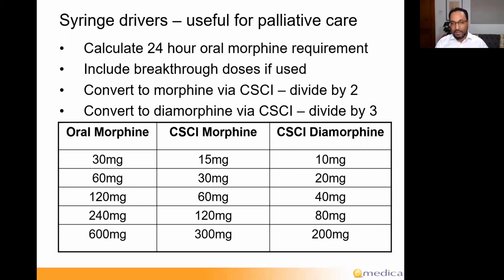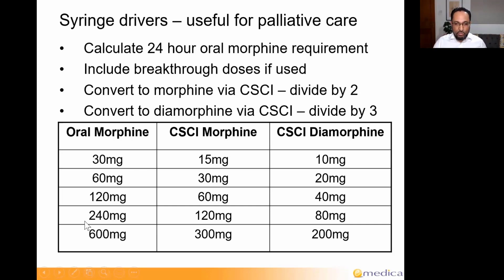So what you do is you calculate the 24-hour oral morphine requirement. You might have a patient whose pain isn't very well controlled and they're also needing some breakthrough doses. You need to calculate how many breakthrough doses they use as well, i.e. the total oral morphine requirement in 24 hours to control their pain. And then if you're converting to morphine, because you could put morphine in a syringe driver, then you just divide by two. But if you're converting to diamorphine in a syringe driver, you just divide by three.